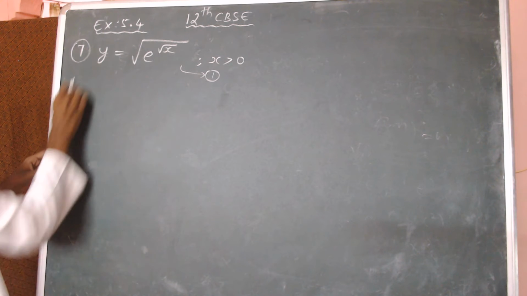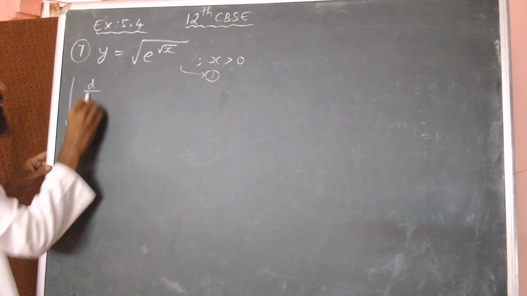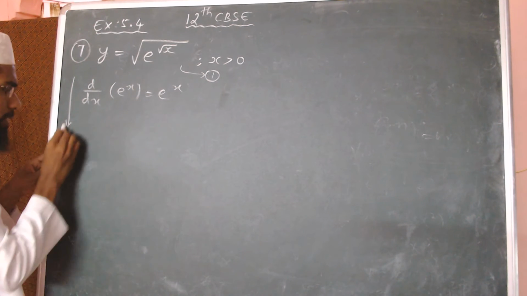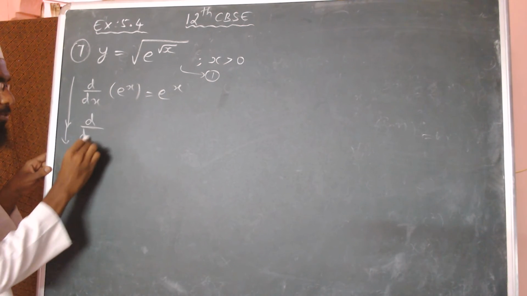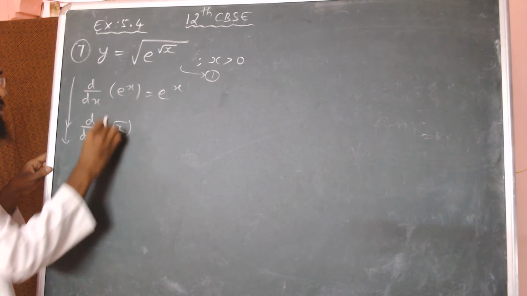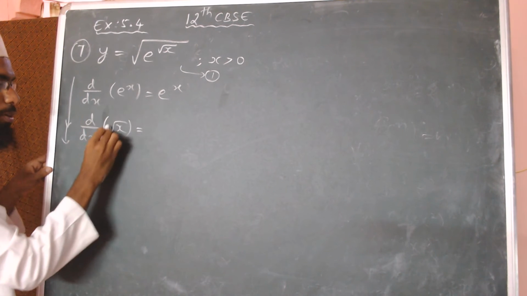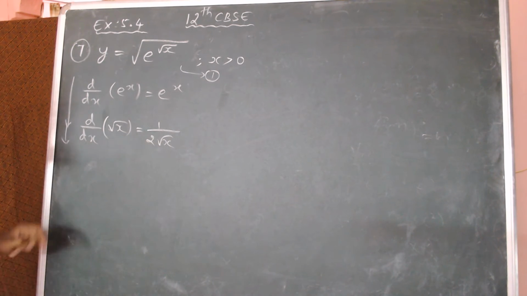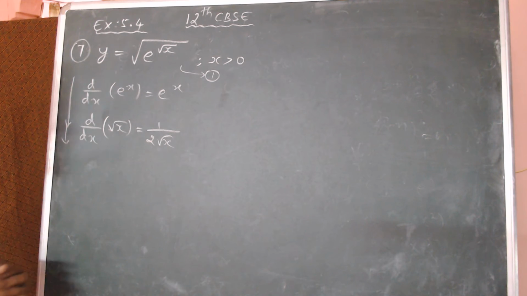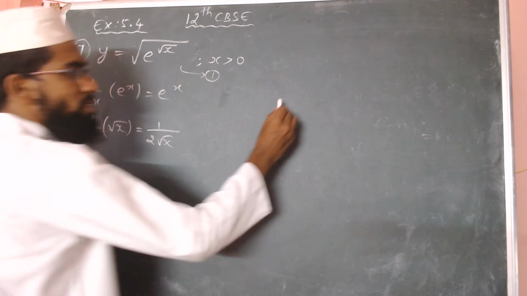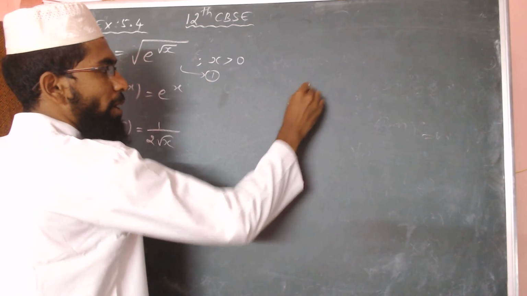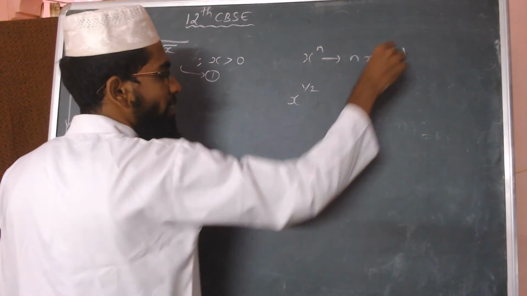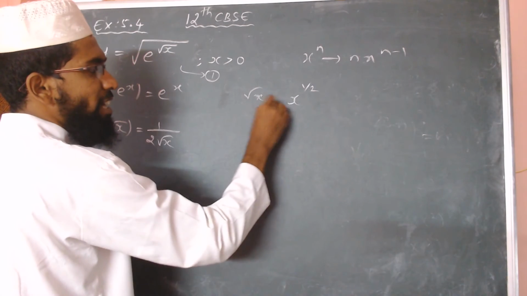The formula that I am going to use here is: derivative of e power x is e power x. We all know that. Now what will be the derivative of root x? Derivative of root x is nothing but 1 by 2 root x. Why? Because root x is nothing but x power 1 by 2. According to the x power n formula, derivative of x power n is n into x power n minus 1.